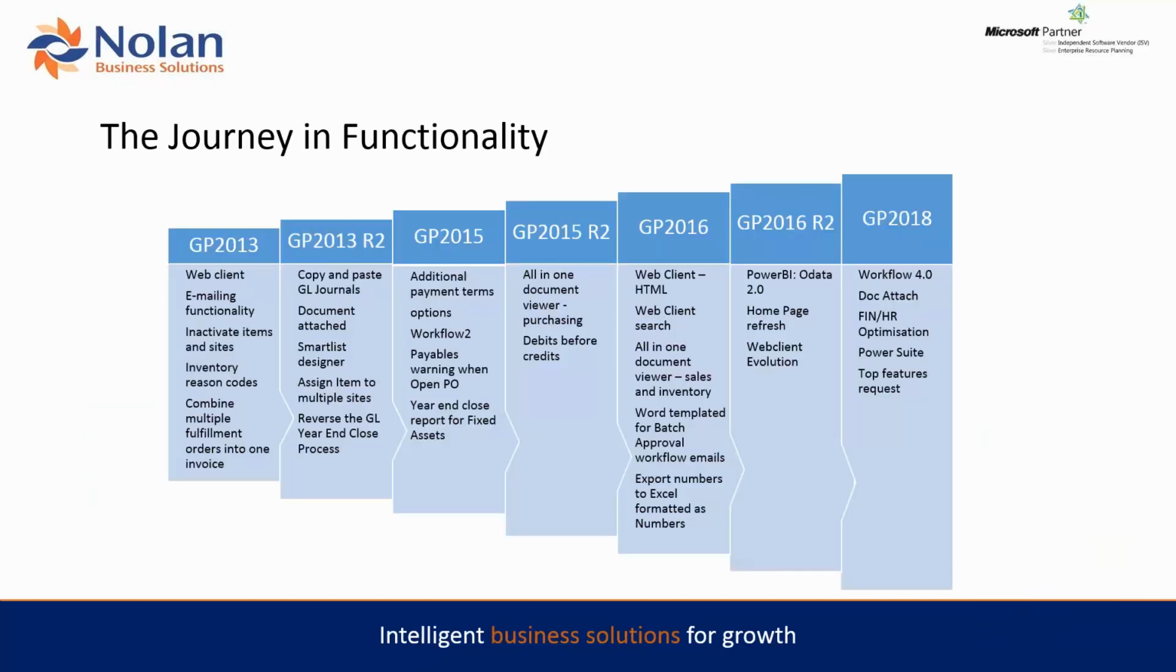If you look at the journey that we've been on through the functionality and how Microsoft have enhanced the functionality of the product through all the versions that we're looking at. So back in GP 2013, Microsoft released a web client at that point. As we come towards 2016, you'll see that the web client's being enhanced to be an HTML5 web client, and we see additional enhancements coming into that web client through all the different versions. They also put specific emailing functionality back in GP 2013, again, which is enhanced over the period.